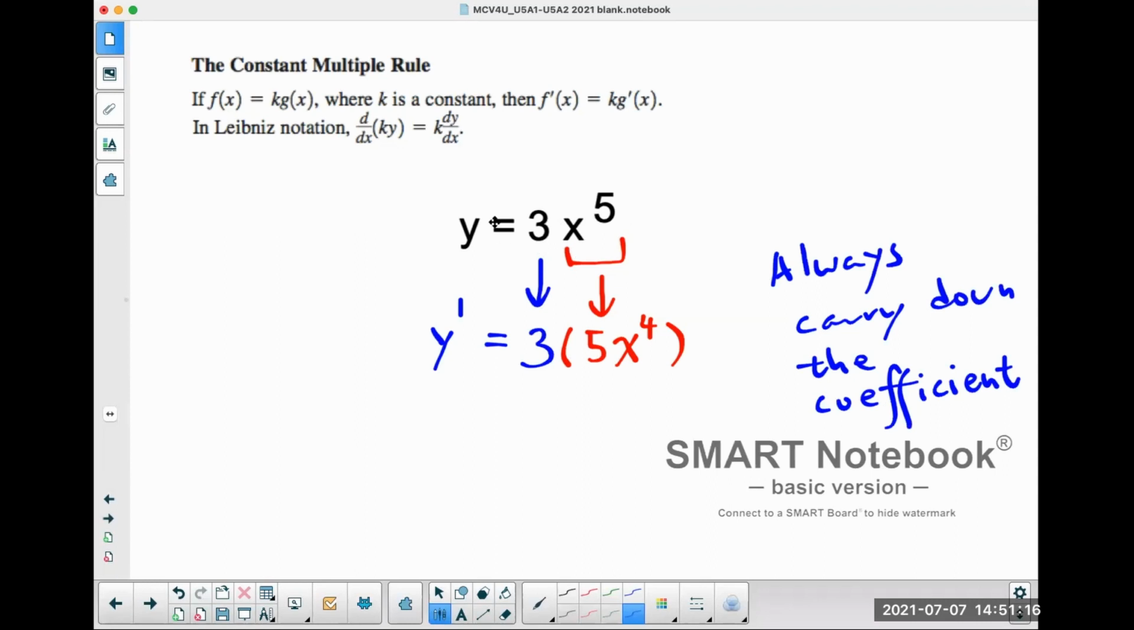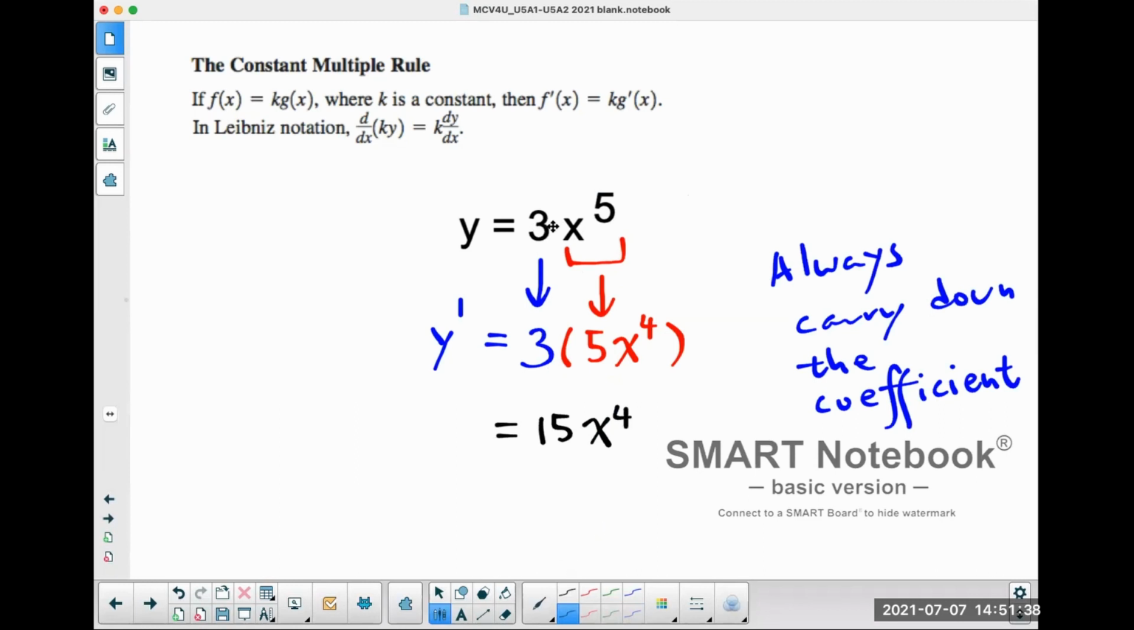Right? Because this is the same thing as 3 times x to the power of 5. 3 is just a constant on the outside. It's a coefficient. So when you take the derivative, finding the derivative of x to the power of 5, whatever answer you get, you just multiply by that same constant again. So the final answer is equal to 15x to the power of 4.